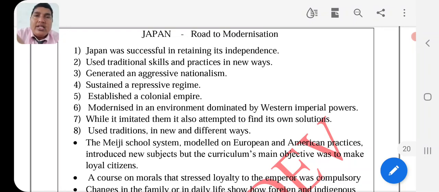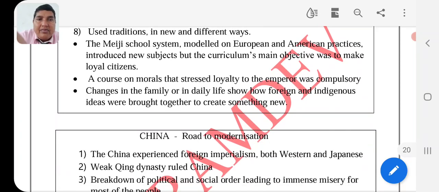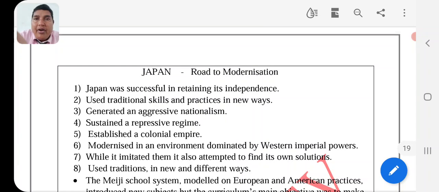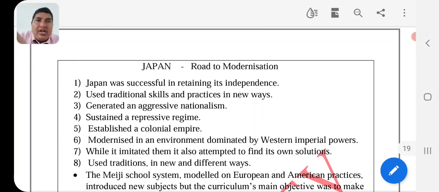So what is the main point to consider in achieving their modernization? We discussed it separately. First we discussed Japan, then we discussed China. These are the tricky points. First, Japan was successful in retaining its independence. It gained its independence and used its traditional skills.